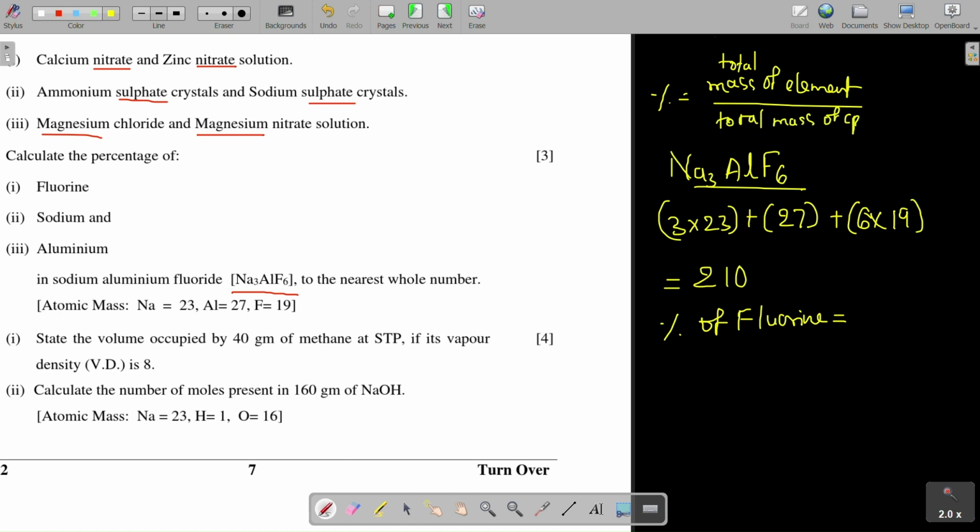divided by the total mass of the compound, right? So the total mass of fluorine is 6 into 19, which is 114, divided by 210, into 100, since it is a percentage. So if you do this, you will get 54.28%. You can round it off to approximately 54%.